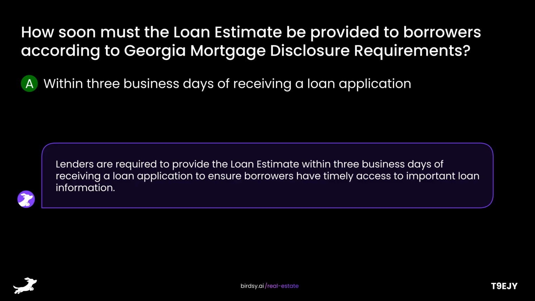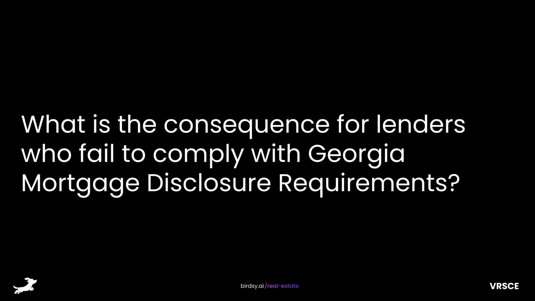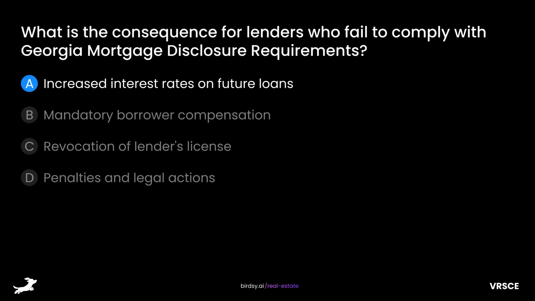Lenders are required to provide the loan estimate within 3 business days of receiving a loan application to ensure borrowers have timely access to important loan information. What is the consequence for lenders who fail to comply with Georgia mortgage disclosure requirements? Is it A, increased interest rates on future loans, B, mandatory borrower compensation, C, revocation of lender's license, or D, penalties and legal actions? The answer is D, penalties and legal actions.